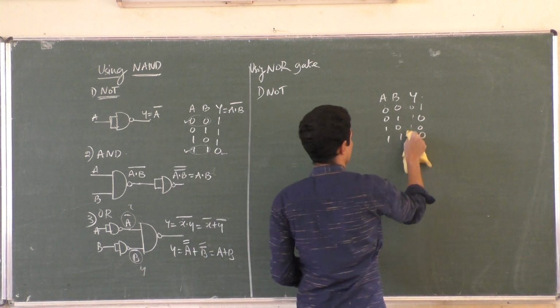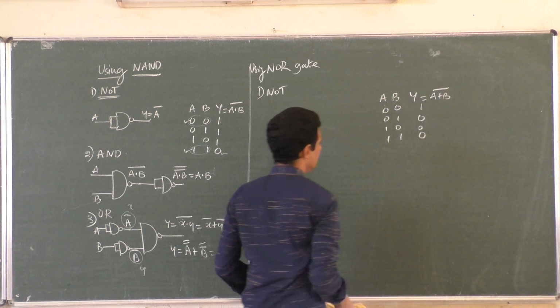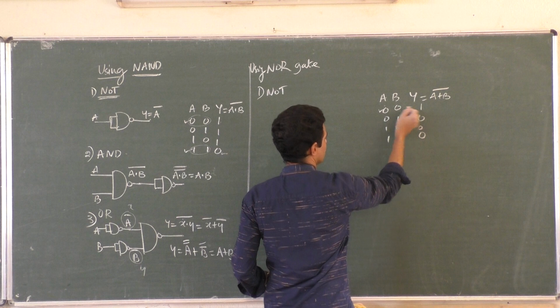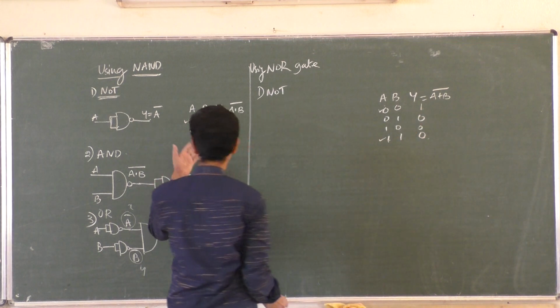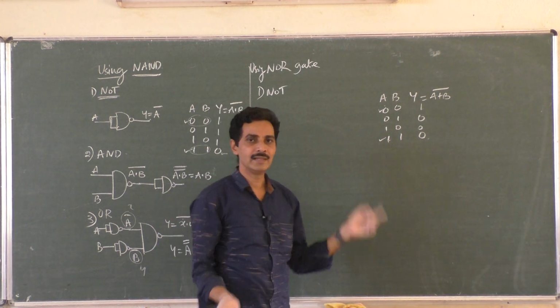So that is NOR. This is A plus B bar. NOR gate. Now you see the inputs 0 0, 0 1, 1 0, 1 1. Very similar to NAND gate, but only this is interchanged. Correct?